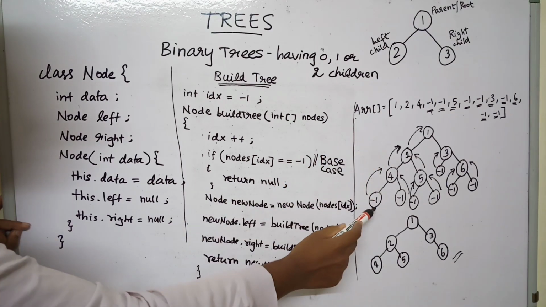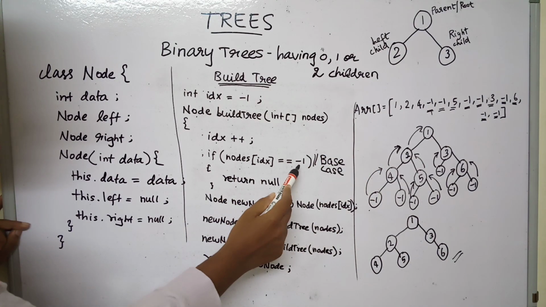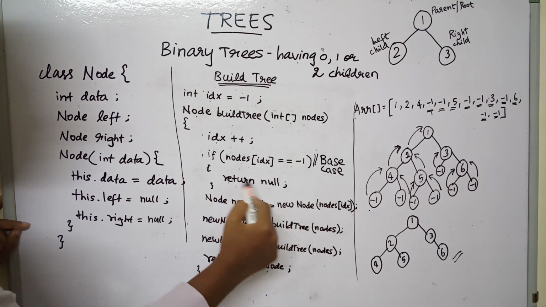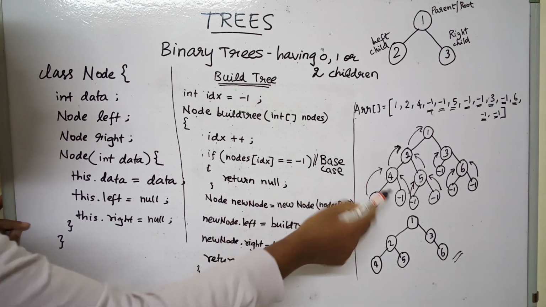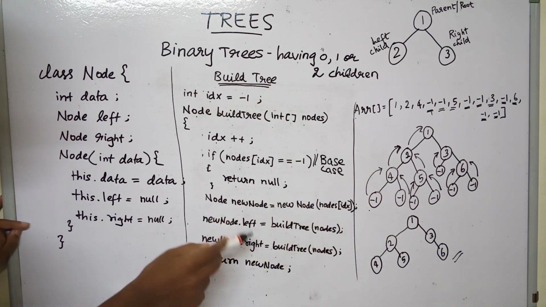As you can see here, if there is a -1, it will return null and we'll backtrack to the previous recursive function call and execute the remaining part.